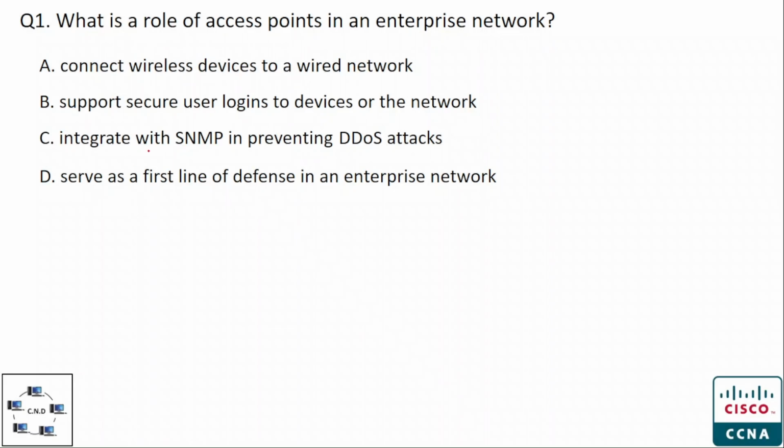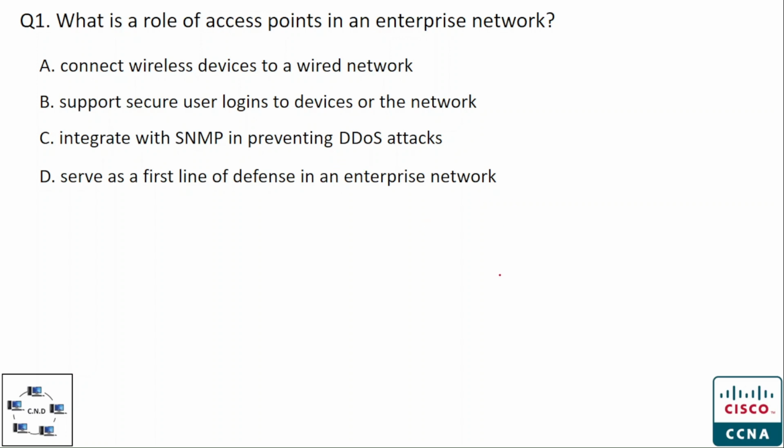Question number 1. What is the role of access points in an enterprise network? And the options are: option A, connect wireless devices to a wired network. Option B, support secure user logins to devices or the network. Option C, integrate with SNMP in preventing DDoS attacks. And option D, serve as a first line of defense in an enterprise network.